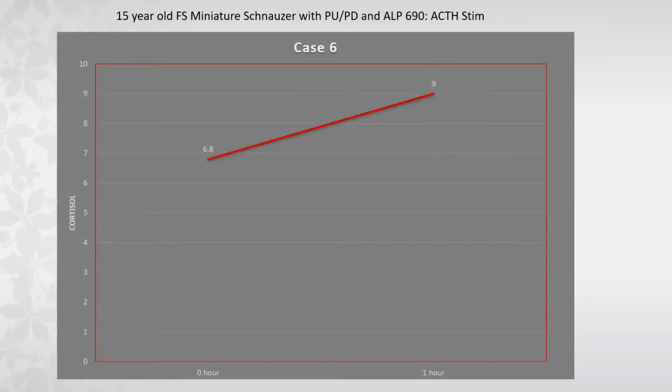Now here's an ACTH stim. 15-year-old female spayed miniature schnauzer with PUPD and an alk phos of 690. I'm going to do an ACTH stim now. So now we're looking for increases of the cortisol level. At 0 hour, it's 6.8, and at 1 hour, it's 9. Usually we use a cutoff of anywhere from 15 to 18 as the level that we want to stim above in order for a patient to actually be Cushingoid. So this animal actually does not have a test that is supportive of hyperadrenocorticism. Next slide.